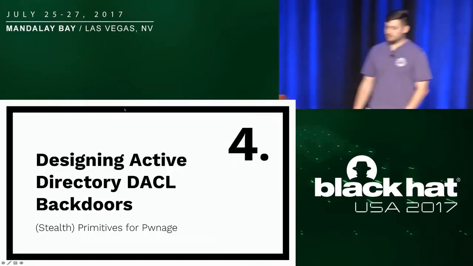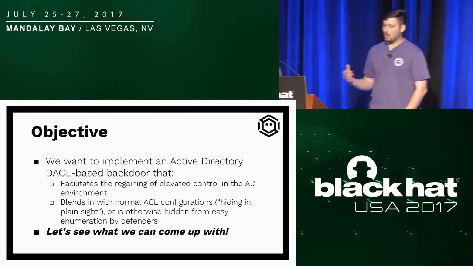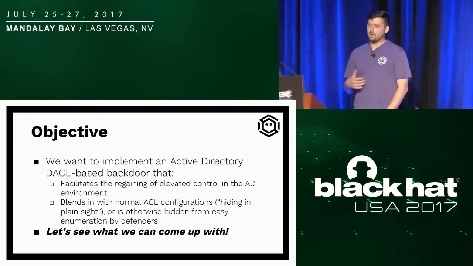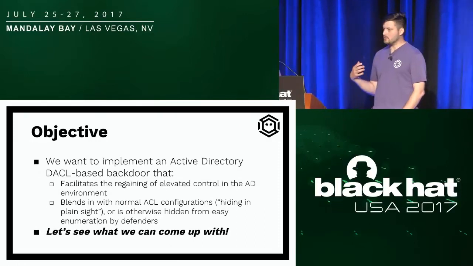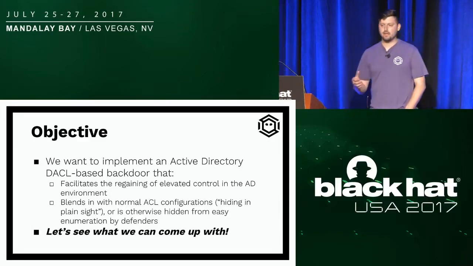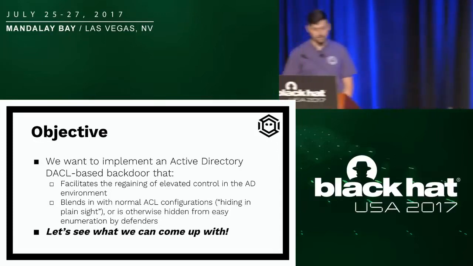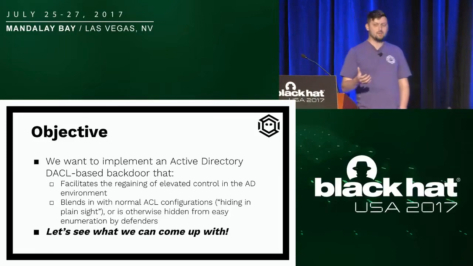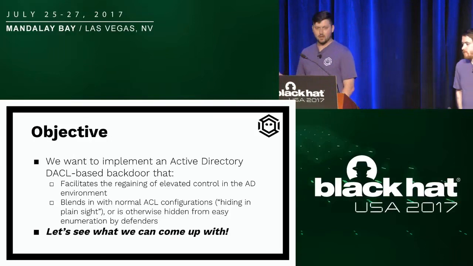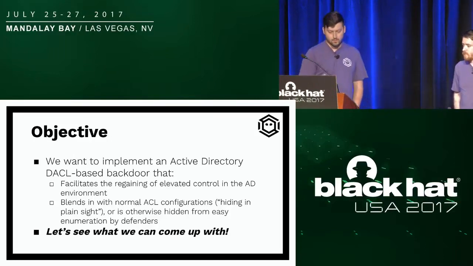All right, so that brings us to section four, designing these Active Directory DACL-based backdoors. Our objective here is to implement an ACL-based backdoor in Active Directory that allows us to get access into the network at any time later in any user context and very quickly upgrade our rights to whatever privilege we want, domain admin, for example. We want to blend in with existing ACLs so that it's very hard to tell the difference between our malicious ones and the quote-unquote good ones. And we also have other primitives for making it very hard for an auditor to actually find.